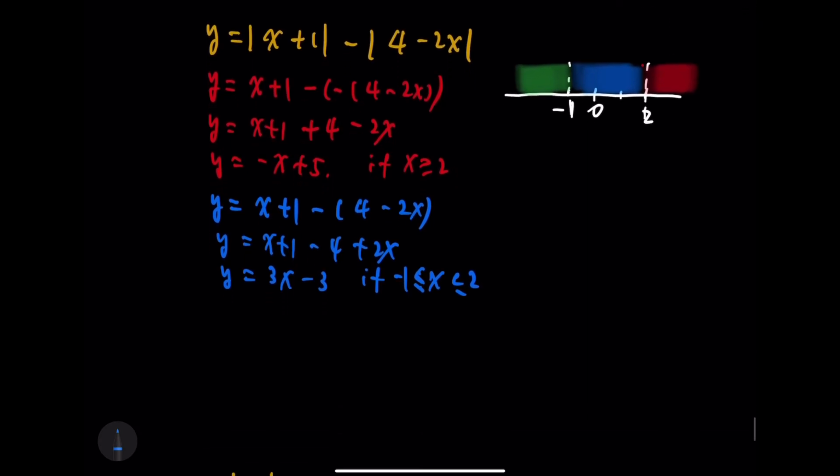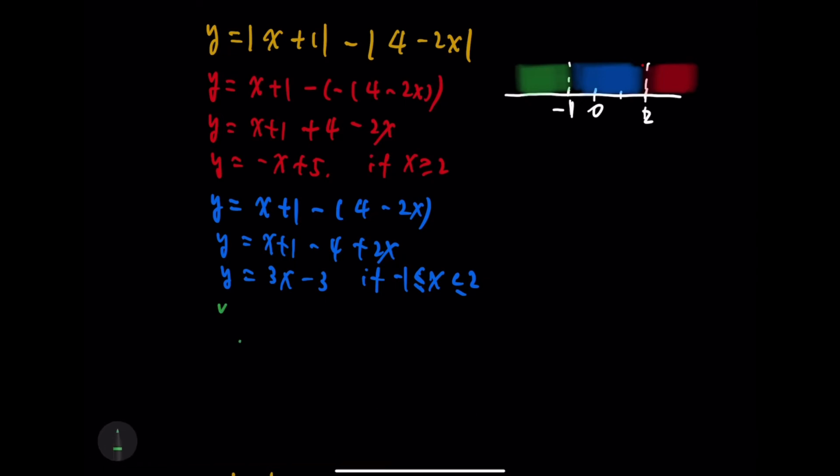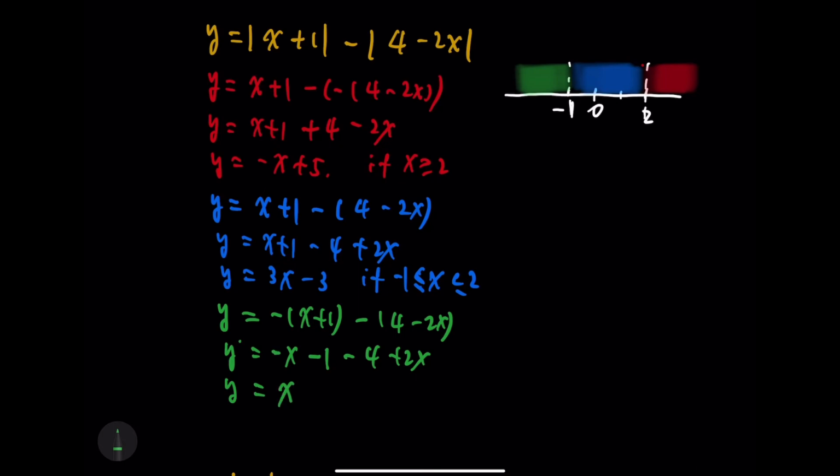And the last one is the green case. So when x is less than negative 1, for example, x equals negative 2. So the first absolute value this time becomes negative, so I'm going to put a negative of that. The second absolute value is going to be positive, so I just leave it as that. So in the end, I have negative x minus 1 minus 4 plus 2x, which gives you y equals x minus 5. This is if x is less than or equal to negative 1. So these are the 3 cases.